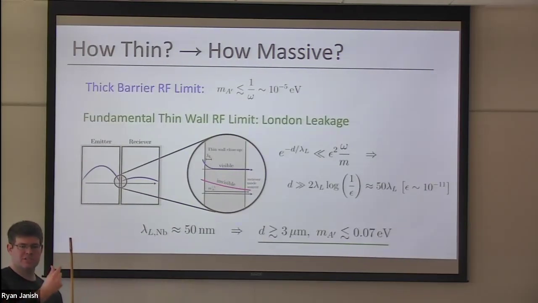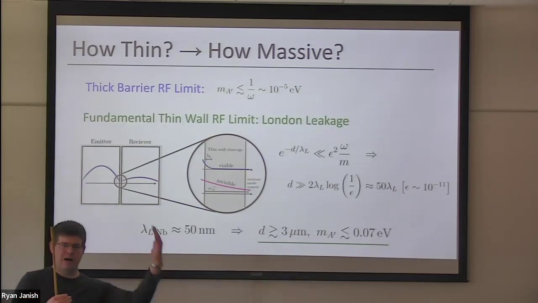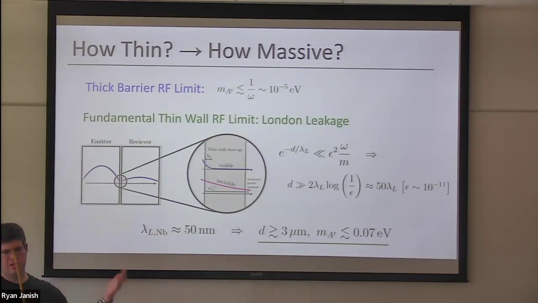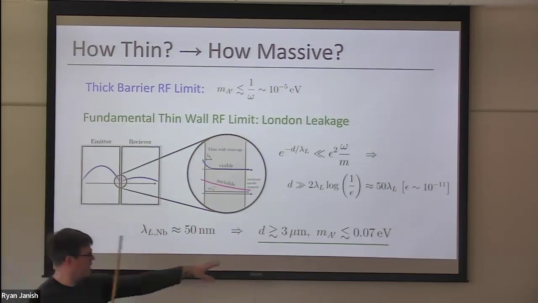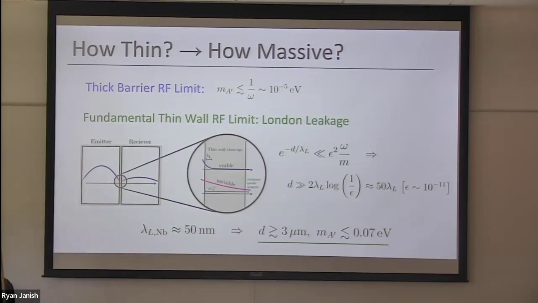So we want D to be as small as possible to push our boundary up. But if it's too small, there's going to be... So this is the upper bound. So this is the upper bound of the mass we can probe. That's right.